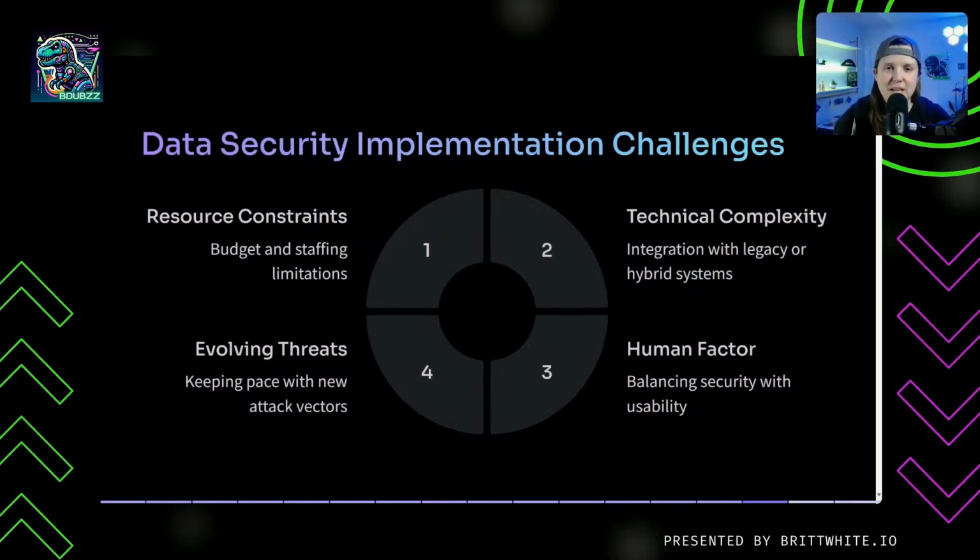Third, we're facing evolving threats. The threat landscape is constantly changing, and it requires constant attention. New attack vectors pop up every time there's an advance in technology. The bad actors are getting more sophisticated, and we need to keep our security measures updated to stay ahead of these threats. Finally, there's the human factor.